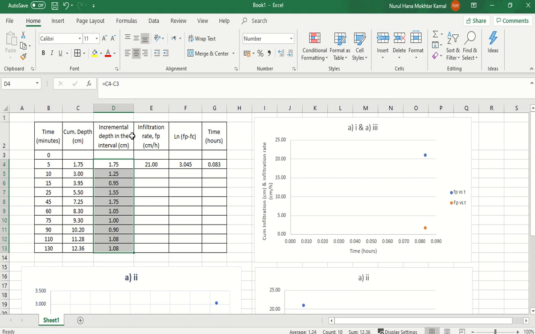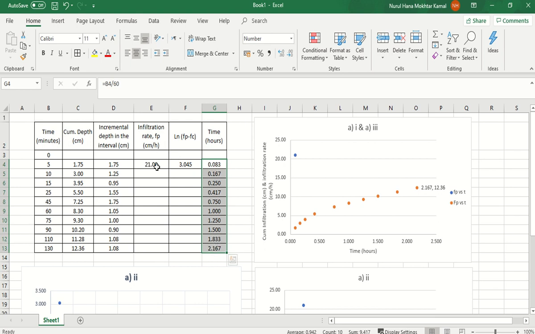Since it is asked here, it's easier to get the rate of infiltration in terms of centimeter per hour. So you have to convert your time from minutes into hours. Just divide by 60. This is going to be cumulative, so this is the cumulative time in hours. Just ignore this for now. I've inserted the formula and the data here, so it's going to plot automatically. So this is the time.